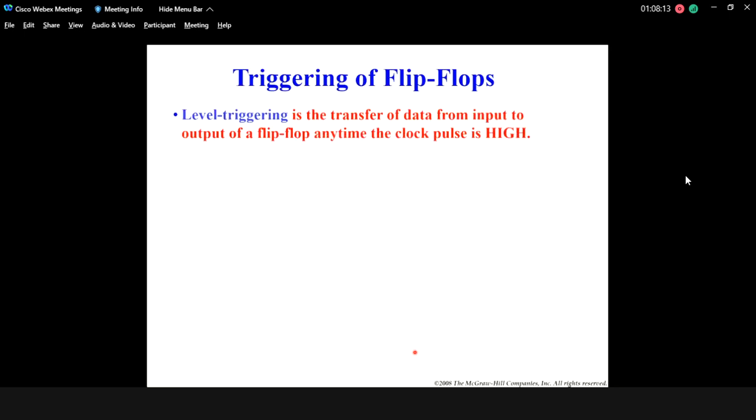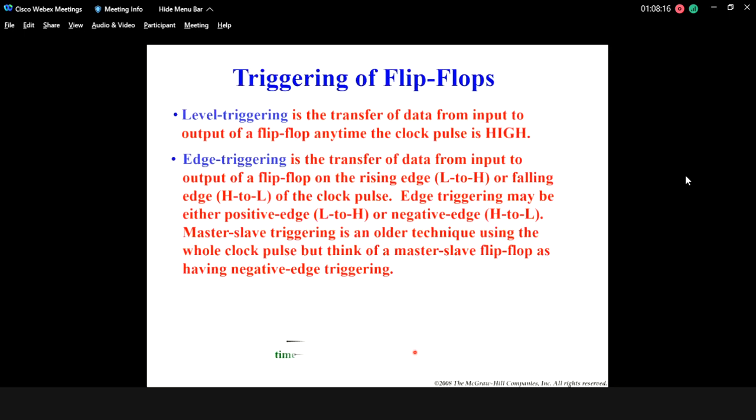Okay, now how to trigger a flip-flop? Just now we had level triggering. Level triggering transfers data from input to output of the flip-flop anytime when the clock is high. So when the clock is at high, it just transfers the output. That means level triggering refers to this part. This one is level triggering. It does not look for this one. As long as the high value achieves the amount of voltage needed, it will respond.